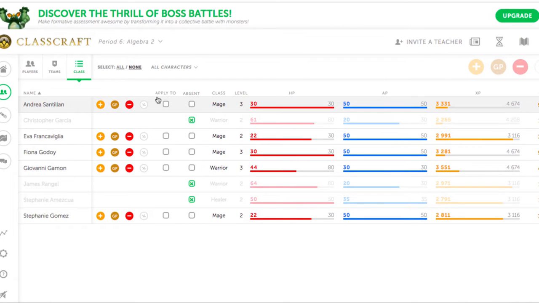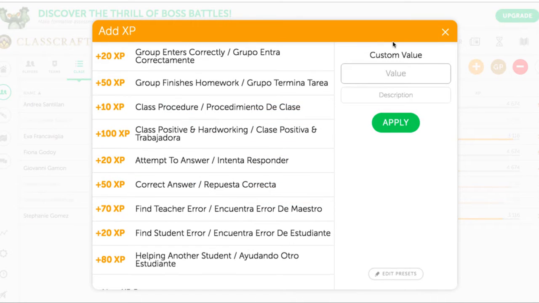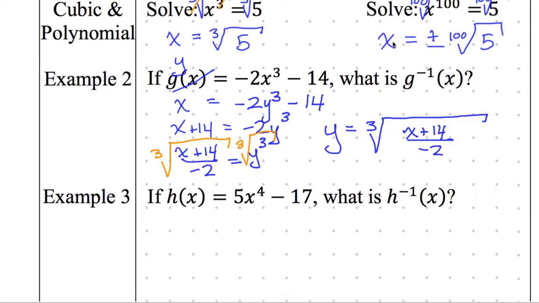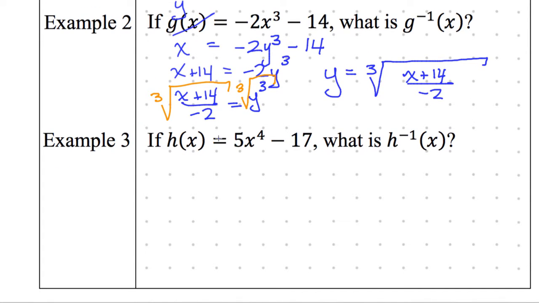All right, I need someone to walk me through example number 3. Who wants to do it? Let's go give it to Eva. Typing with a pen in one hand is a little bit difficult. All right, so tell me what you did.